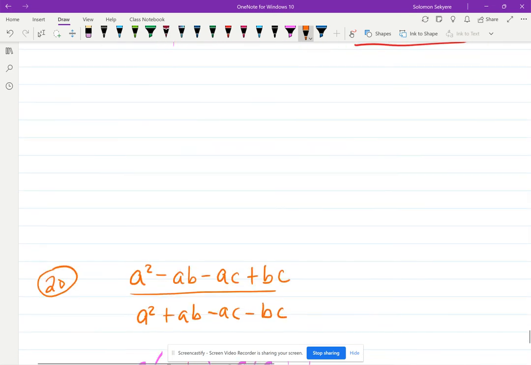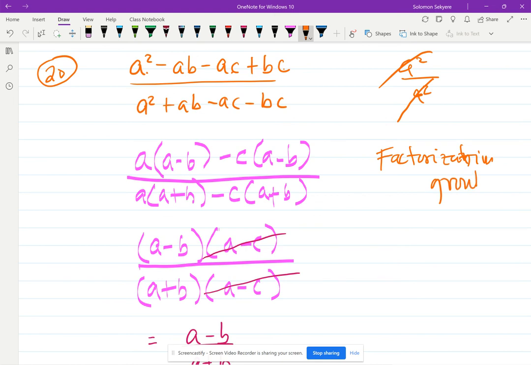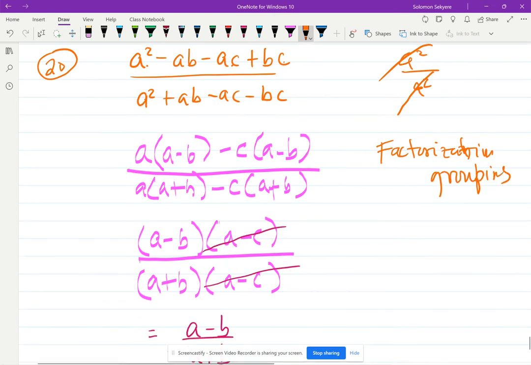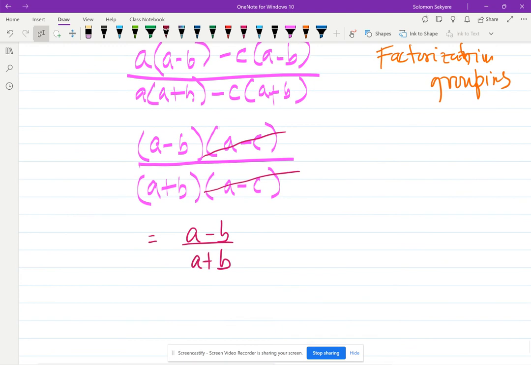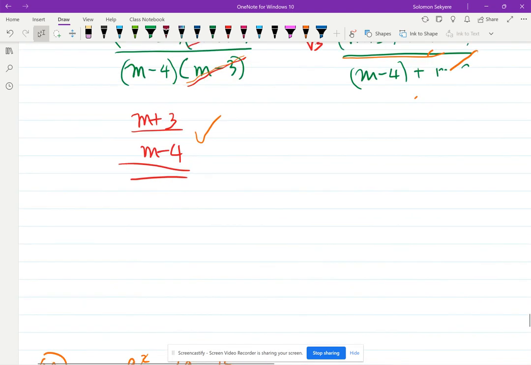So don't do that. And finally, this one too, I saw some students doing a squared and then they cross out the a squared because they have a squared on the top, but a squared here, it's got what, 1, 2, 3, 4 terms here. When you have 4 terms, what should come to mind? What should come to mind? Factorization. Factorization by what? Grouping. Okay, so you group them, you factor it. This is what you end up with. A minus B over A plus B. Okay, so this ends this.